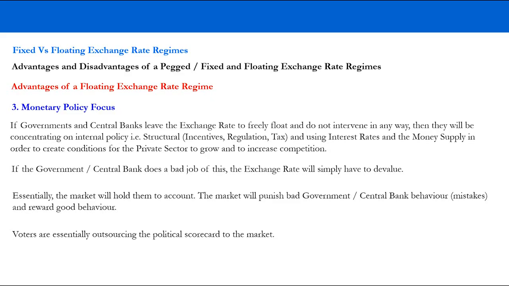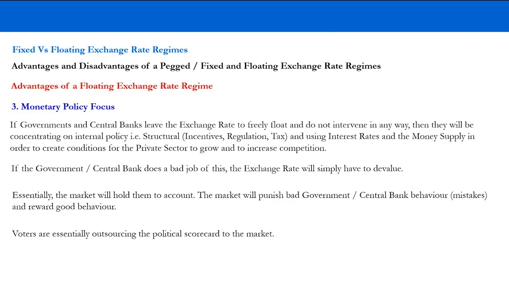So in a society that operates like this, democratically speaking, voters are essentially outsourcing the political scorecard to the international marketplace. And outsourcing the political scorecard to the market, essentially, can be very advantageous because it means that the market will hold the central authorities to account. If they do a good job, they get rewarded by the market. If they do a bad job, they get punished by the market.